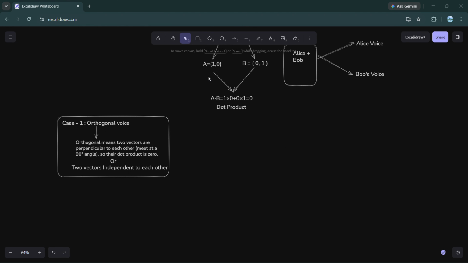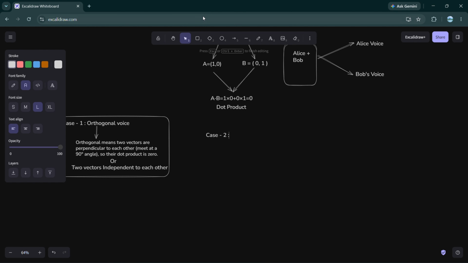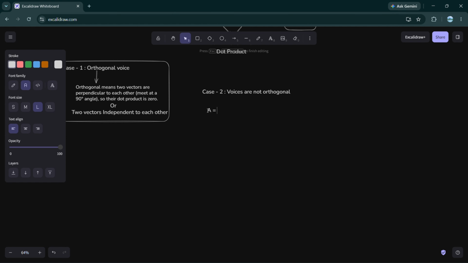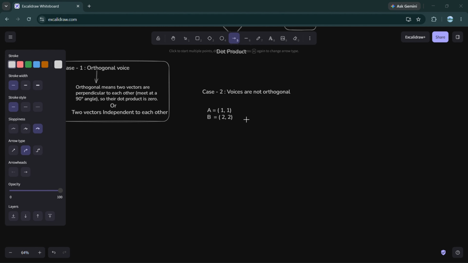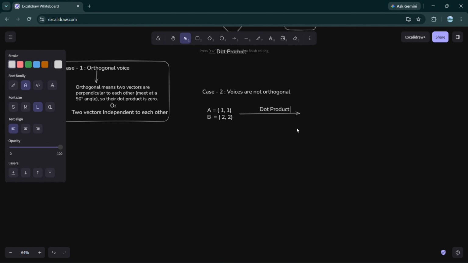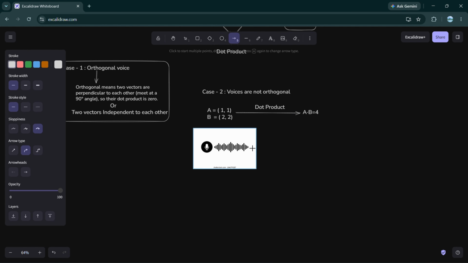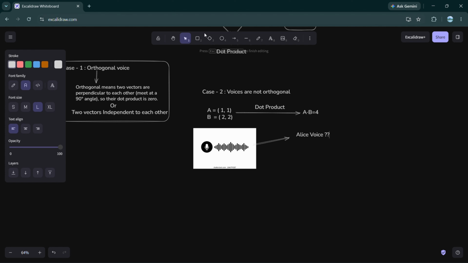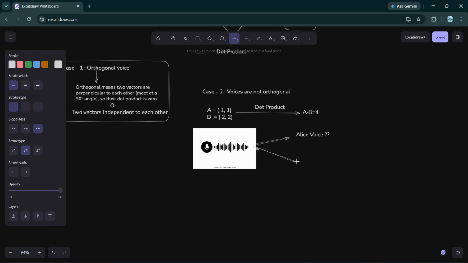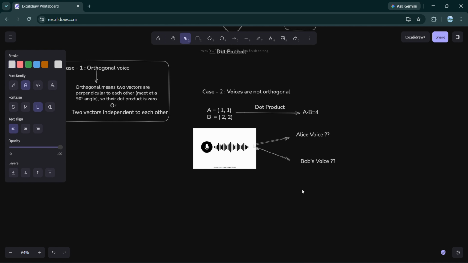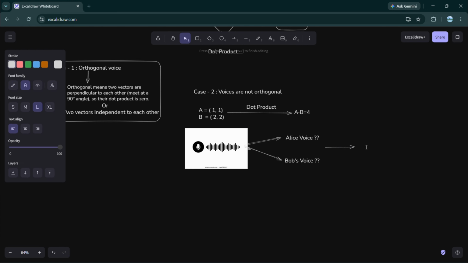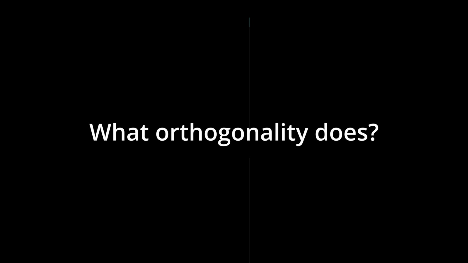Let's talk about case 2. In case 2, the voices are not orthogonal. Suppose a is equal to (1, 1) and b is equal to (2, 2). The dot product becomes 4, which is very large. So these two signals are almost identical. Now it becomes extremely difficult to tell which part belongs to Alice and which part belongs to Bob. The information overlaps.